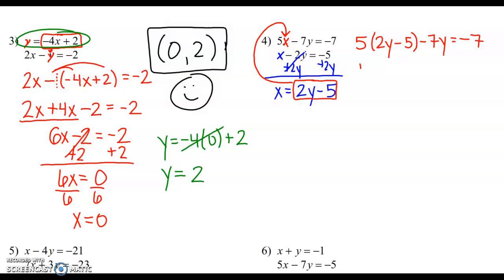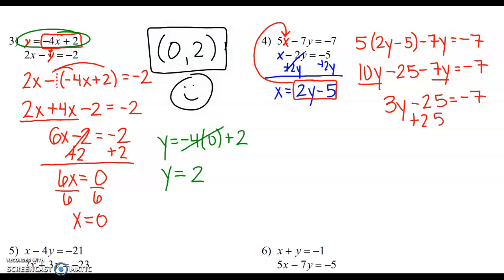Distribute. 5 times 2y is 10y, minus 25, minus 7y equals negative 7. Like terms, 10y minus 7y is 3y, minus 25 equals negative 7. To get rid of a minus 25, we add 25. So 3y equals 18. 18 divided by 3 is 6.